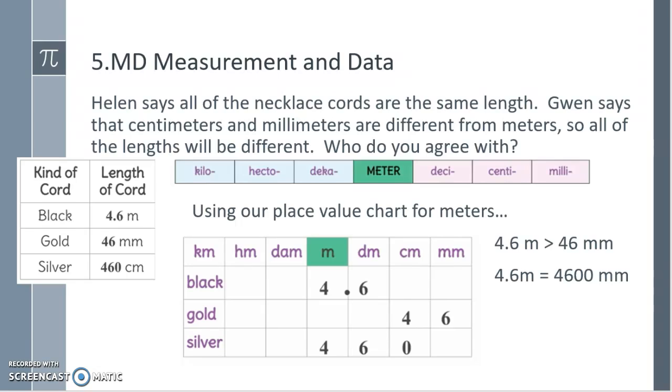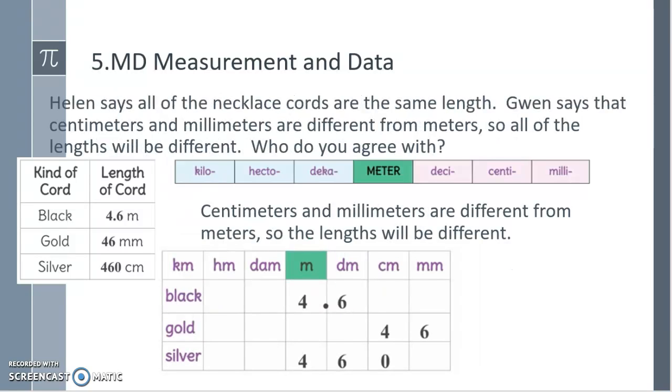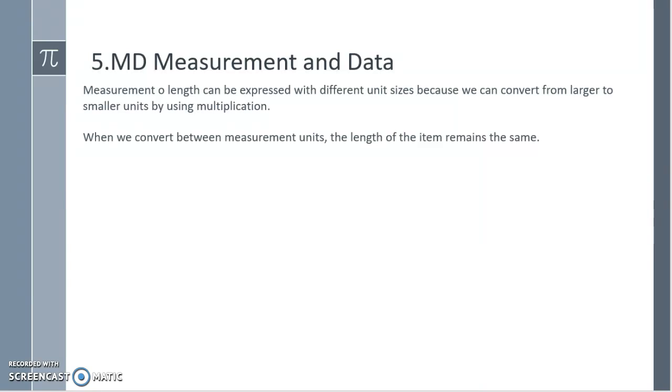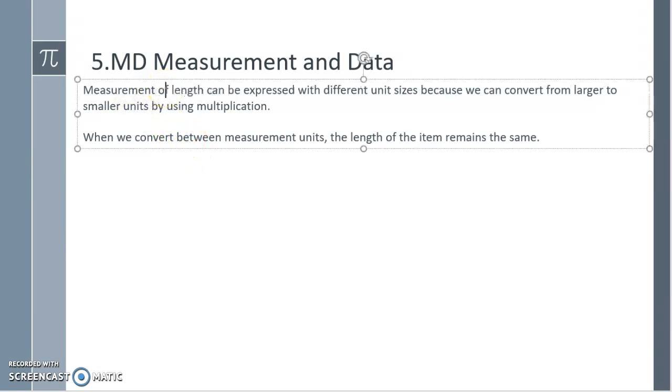I also know that 4 and 6/10 meters is equal to 4,600 millimeters because meters are larger than millimeters. And centimeters and millimeters are different from meters, so their lengths will be different. Even though the black and the silver are the same, the black and the gold are different. Measurement of length can be expressed with different unit sizes because we can convert from larger to smaller units by using multiplication. When we convert between measurement units, the length of the item remains the same.